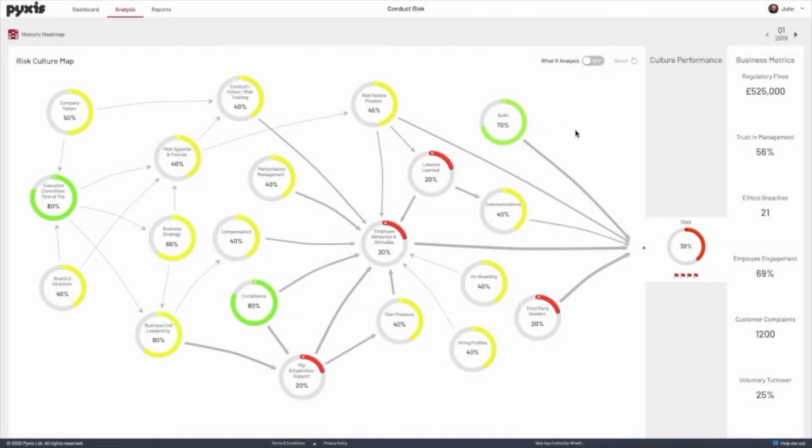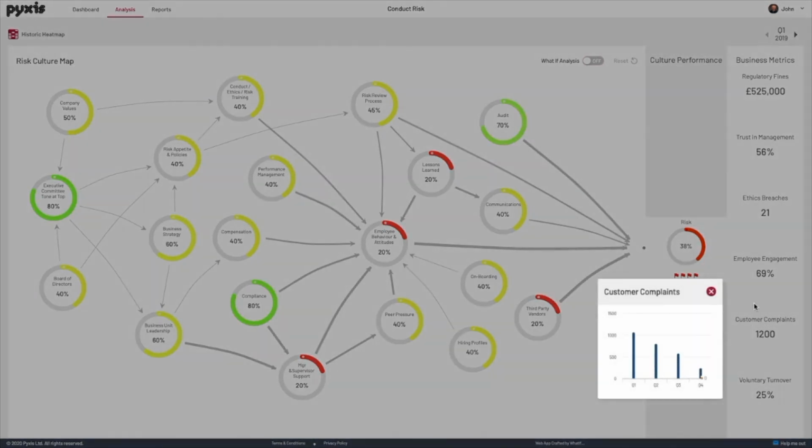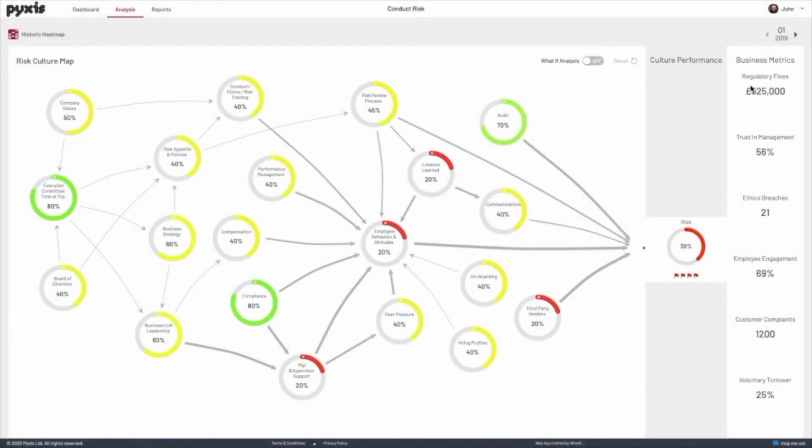And improving the culture positively impacts business results. As an example, we see customer complaints being reduced over time, regulatory fines dropping, and employee engagement improving.